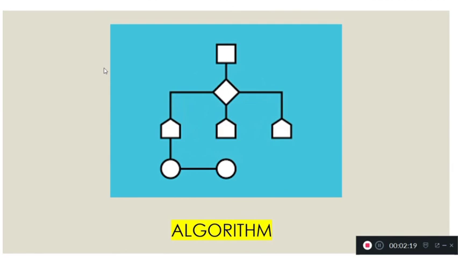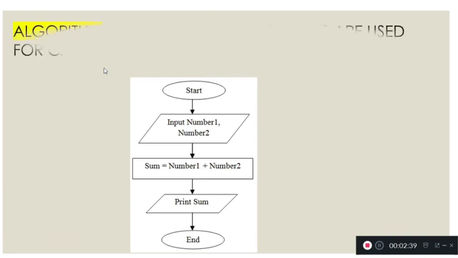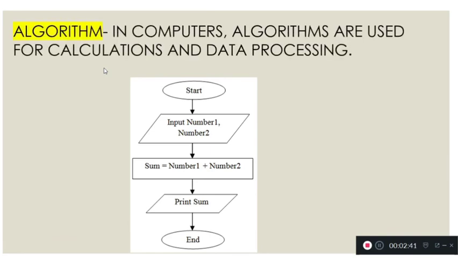The above procedure to perform the task is referred to as an algorithm. It defines the directions that are needed to solve a problem in simple steps. In computers, algorithms are used for calculation and data processing.